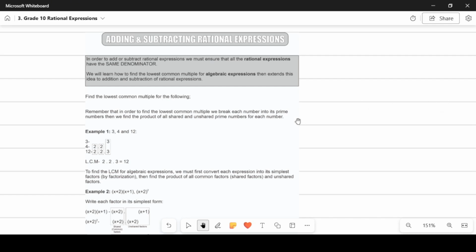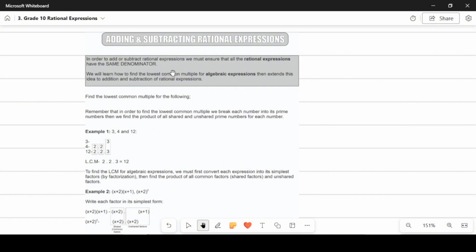Right, so now we will talk about adding and subtracting rational expressions. It's the exact same idea that we use for adding and subtracting fractions, but now we're talking about algebraic expressions. So in order to add or subtract rational expressions, we must ensure that all rational expressions have the same denominator, exactly as we did for fractions.